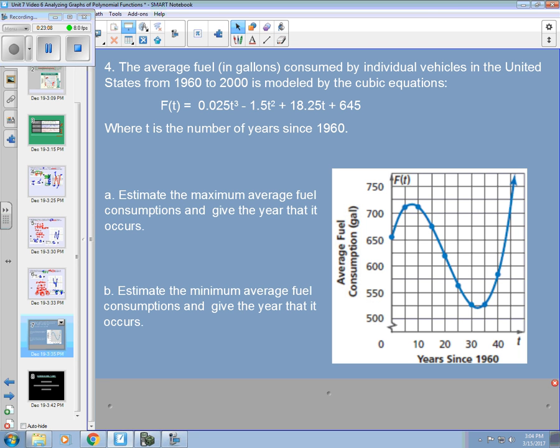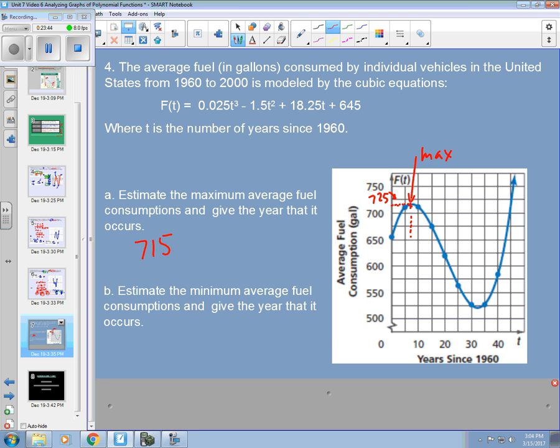Well, the maximum, from what we know, is where it goes from increasing to decreasing. Looks like there's the maximum. Now you got to estimate, what is that? Well, the maximum is right about there. Looks like this graph is going up by 50s every 2 lines. So we know this line right here is 725. Looks like it's a little bit more than half there. Maybe about 715 is where this is at.